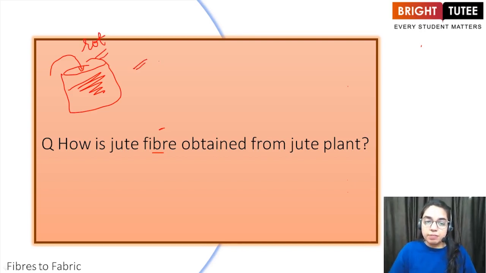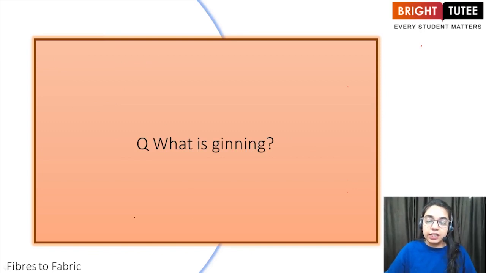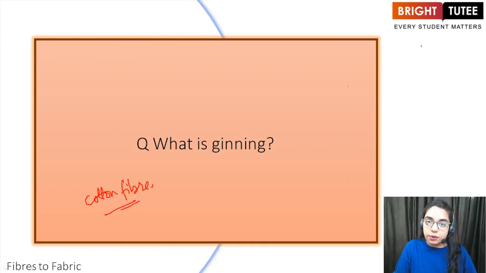Okay, so let's move to the next question. What is ginning? So children, ginning is the process wherein the cotton fiber is separated from its seeds. Okay, this process is known as ginning.